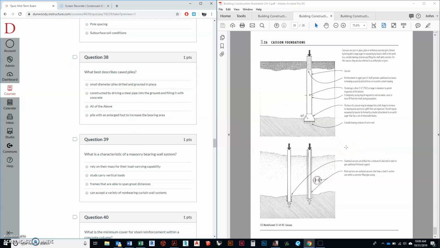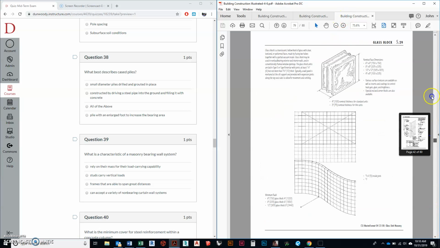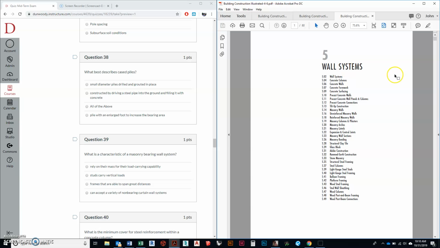a cased pile. What's the characteristic of a masonry bearing wall system? So now we might be getting into walls, and I'm at the end of that chapter, excuse me. We're getting into wall systems, chapter 5, where we're getting to walls and floors and roofs, which was that third reading.